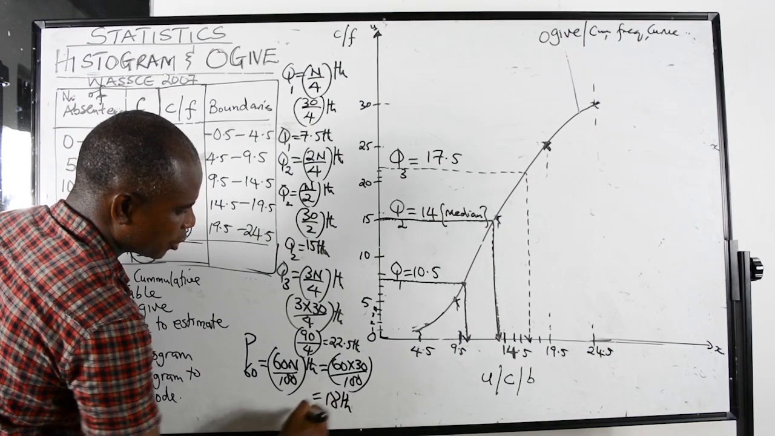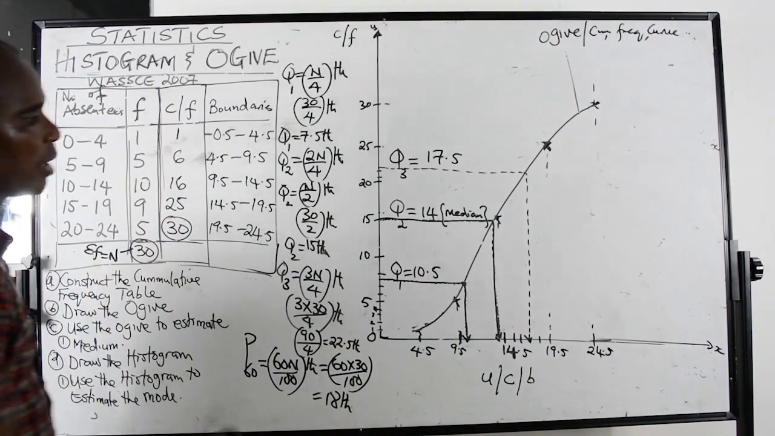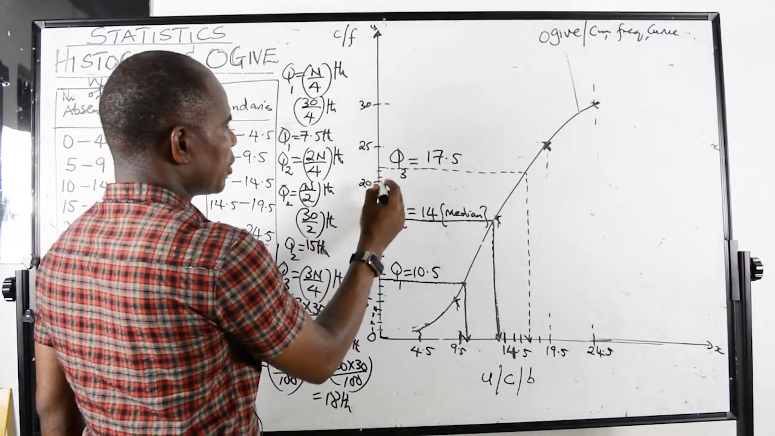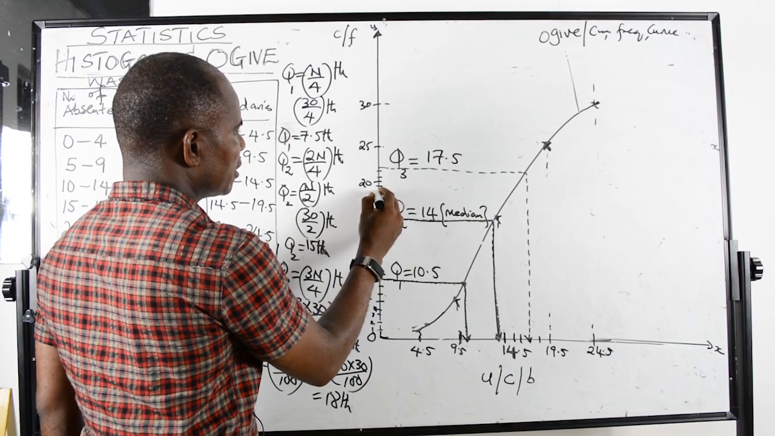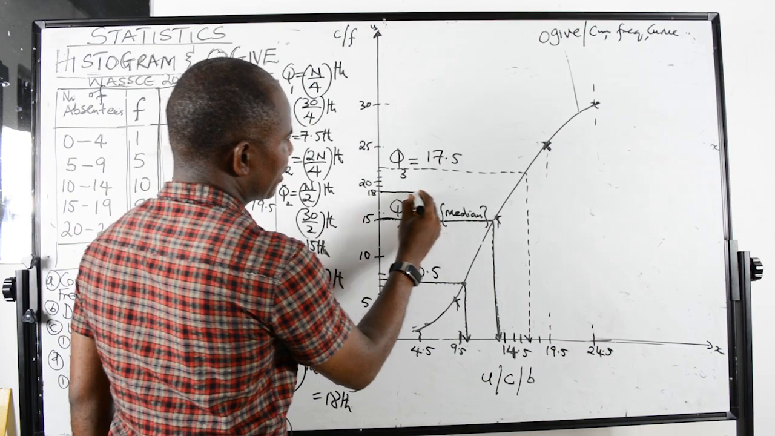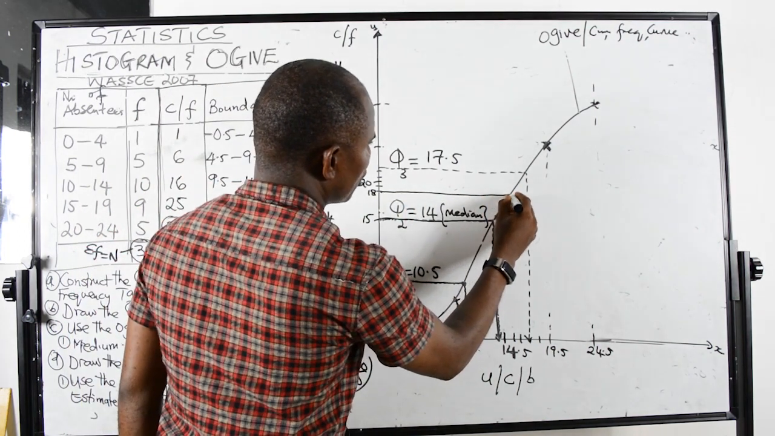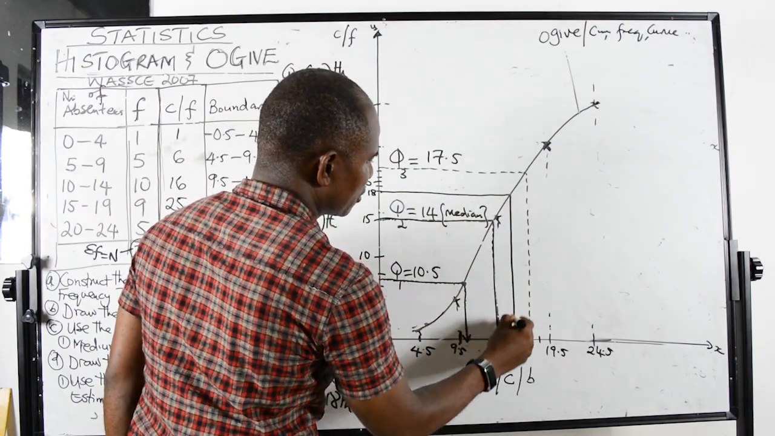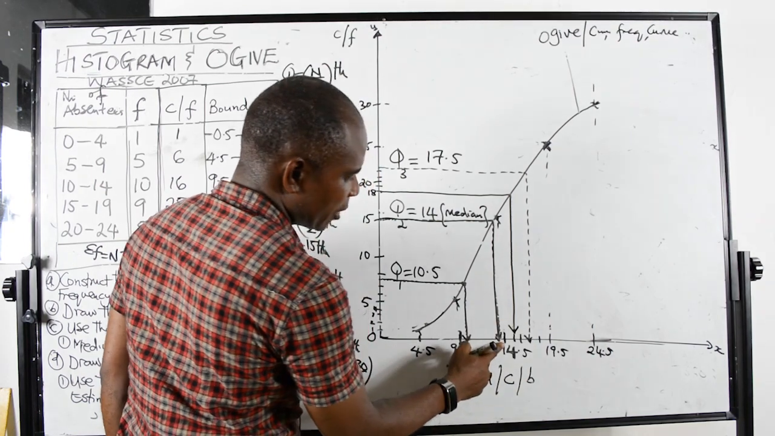This is the 18th position, if you punch it in your calculator. So I look for the 18th position. This is 20, this is 19, this is 18. That is the 18th position there. So I go right there, I touch, then I come down with it. Let's say there, it is 14.5.